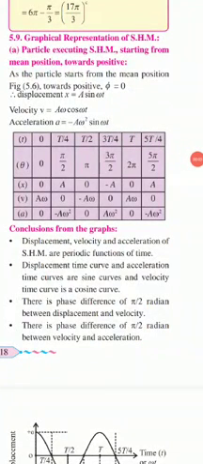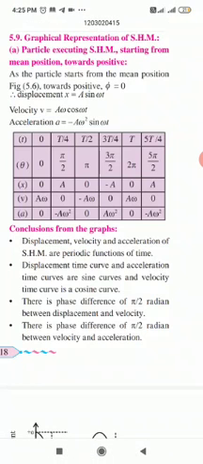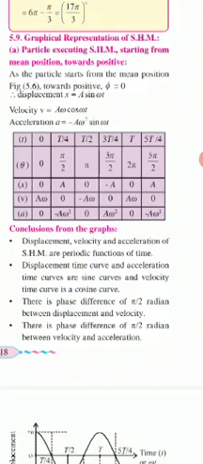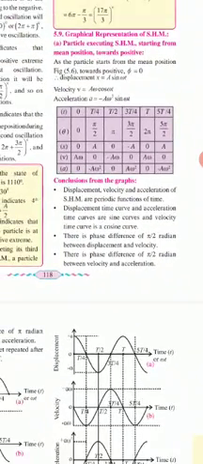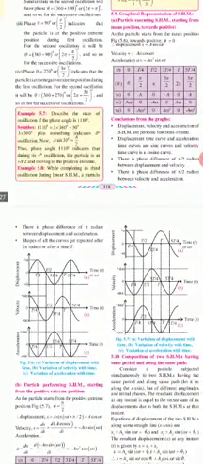Graphical representation of SHE. Here we have to see two cases: one particle starting from the mean position and another particle starting from the extreme position. First we will see the mean position. As the particle starts from the mean position, in figure 5.6 towards phi equal to 0, I will show you this figure also. Okay, see here figure 5.6.